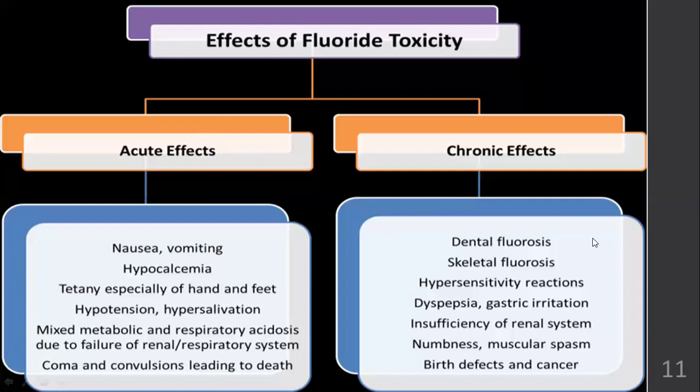Chronic effects: dental fluorosis, skeletal fluorosis that we have seen just now, genu valgum and genu varum, that is skeletal fluorosis. Dental fluorosis is the chalky appearance of the teeth. Hypersensitivity reactions, dyspepsia, that is indigestion, not able to digest food. Gastric irritation, kidneys don't function properly. There is numbness, muscular spasm. Numbness because fluorine can get accumulated in your soft tissues as well, and that leads to numbness. Birth defects, cancer.